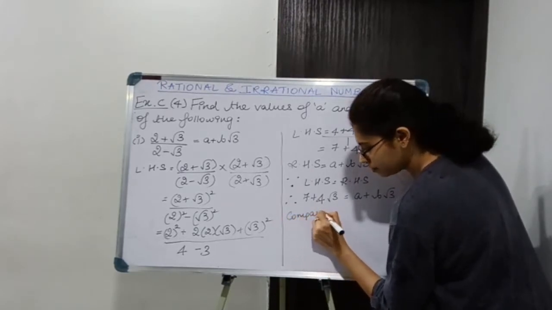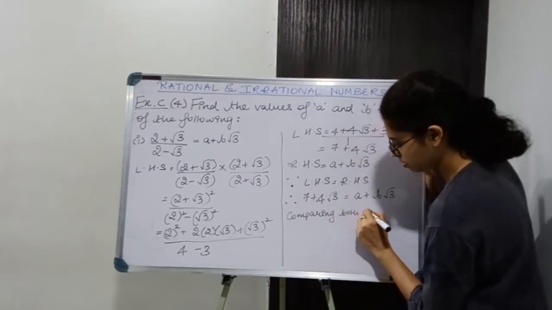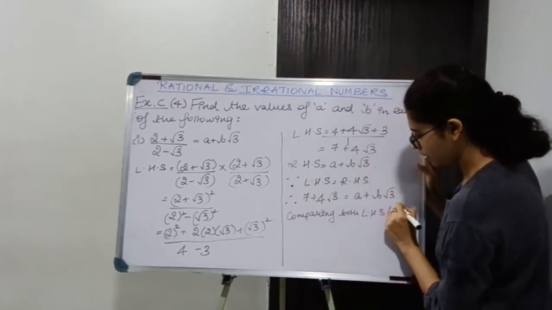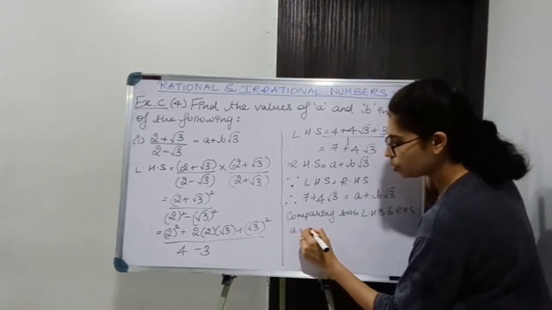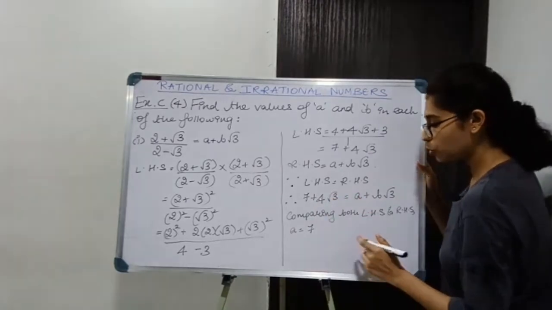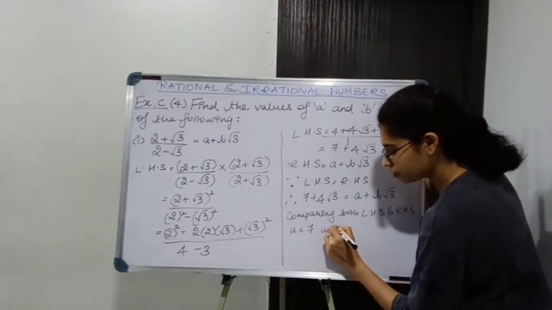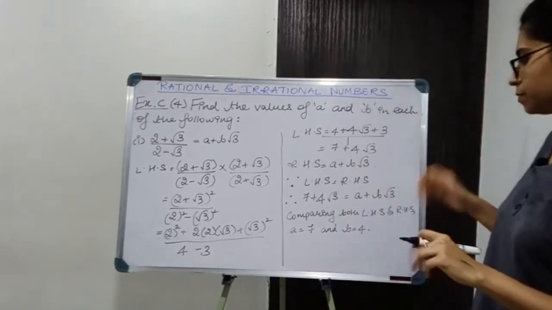Comparing both LHS and RHS, A is equal to 7 and B is equal to 4.